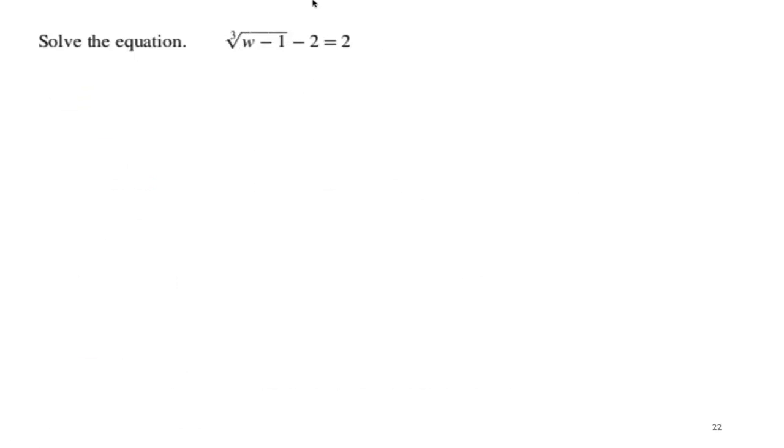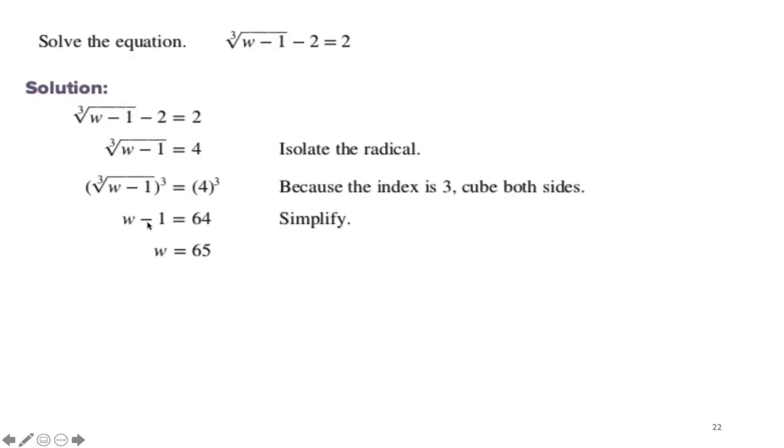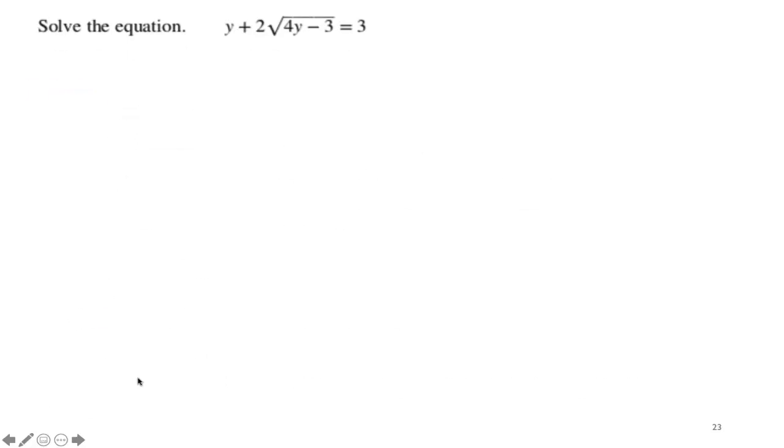So here's another one. Again, I always want to isolate the radical, so I can move the negative 2 over to the right to get positive 4. And now I can get rid of the cube root by cubing both sides. If I cube both sides, I get w minus 1, because the cube and the cube root will cancel. 4 cubed is 64. Bring the 1 over, I get 65. So w is 65. Again, I can check it to make sure that it's a solution.